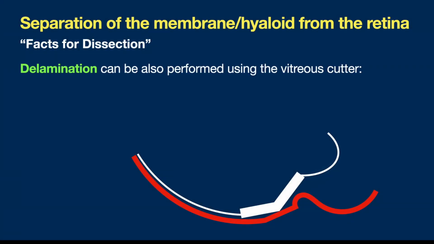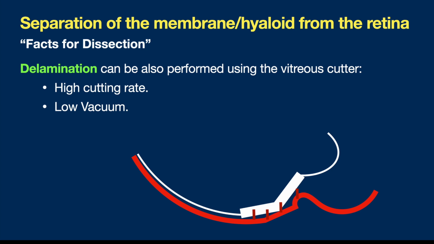Delamination also can be performed using the vitreous cutter by using a high cutting rate between 5,000 or 7,000, even 10,000 or 20,000 cuts per minute, with low vacuum according to the cutting rate. My parameters, I use 7,500 cutting rate and vacuum between 250 up to 400 according to the retinal mobility and the thickness of the membrane.